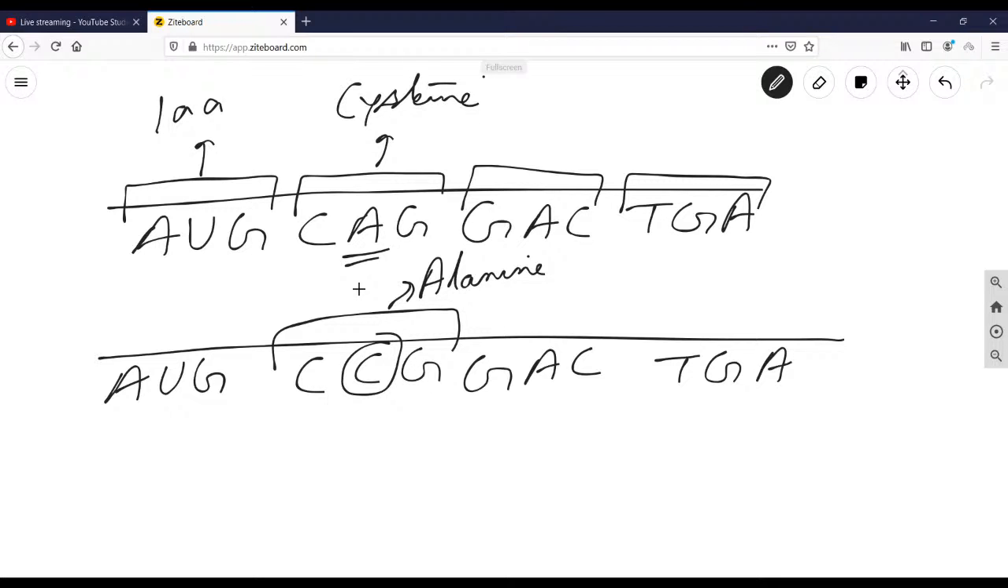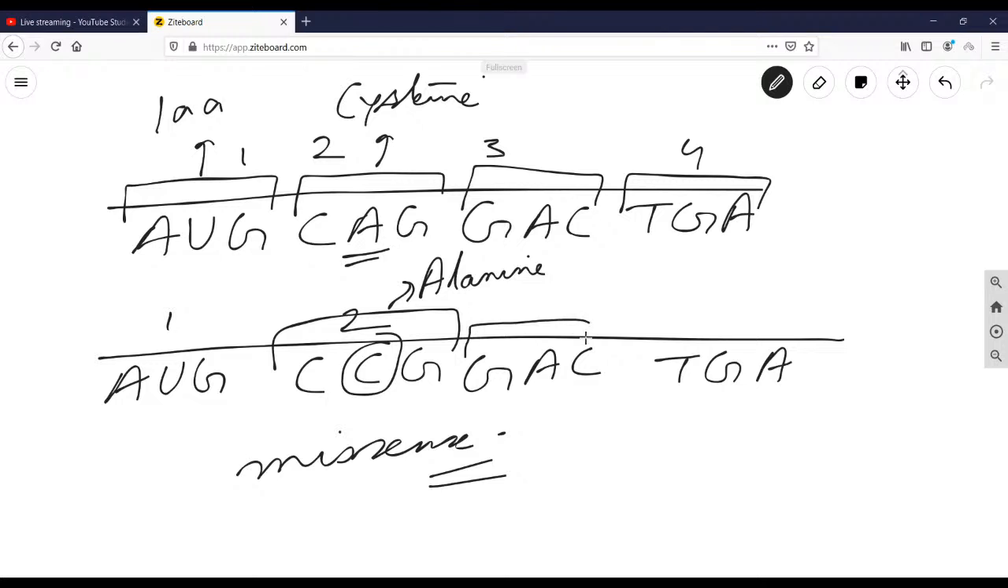So what are you expecting? This is amino acid number 1, this is number 2, number 3, number 4. Suppose there are 100 amino acids in that specific polypeptide chain, and the second amino acid is different. That means it's a missense mutation.